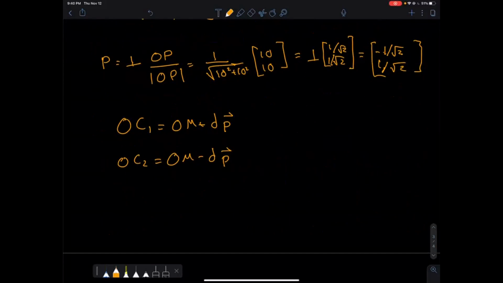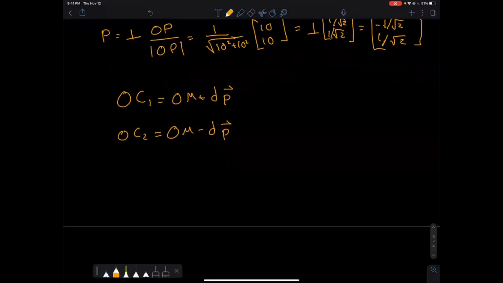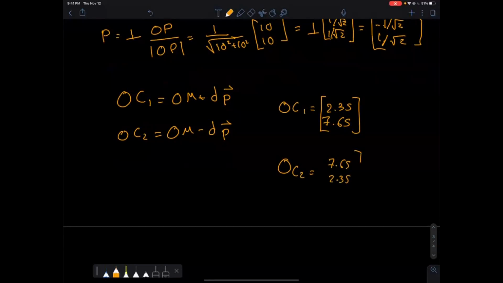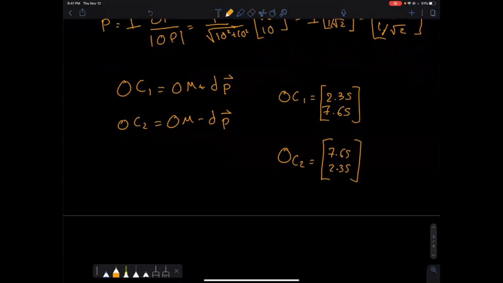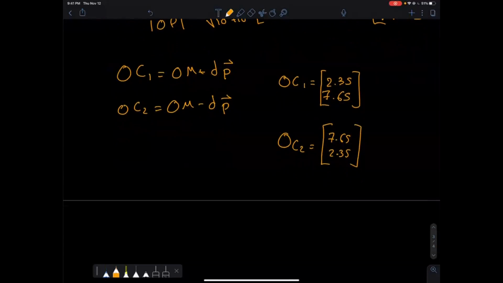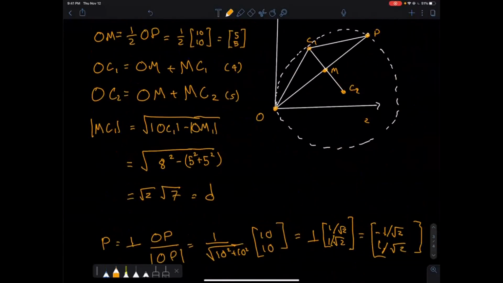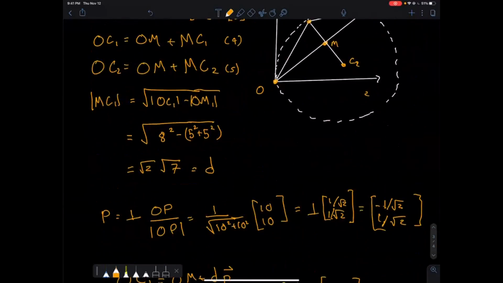Perfect. Then if we solve this out, essentially you plug in OM and you plug in DP, you're going to get OC1 is equal to 2.35 and 7.65. And OC2 is going to be equal to 7.65 and 2.35. Cool. We can pick either center in this case, but because you're initially facing straight forward, you want to choose the one that would have to correct its orientation the least. In this case, it's C2, because remember C2 gives us the nice big circle this way.